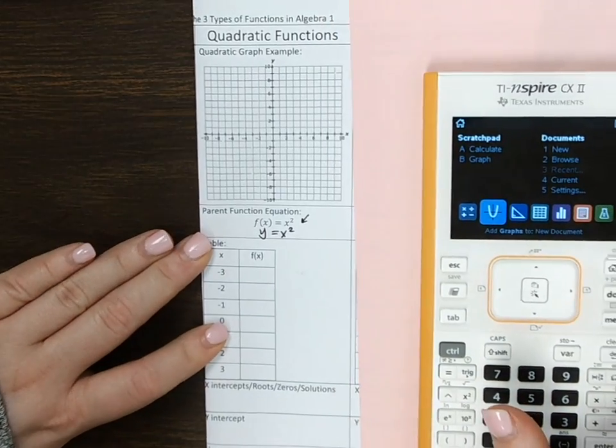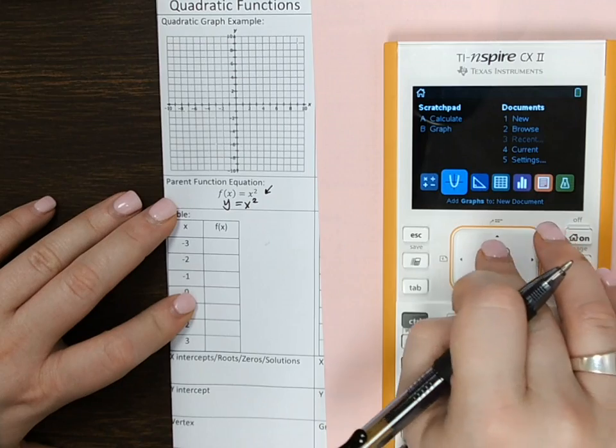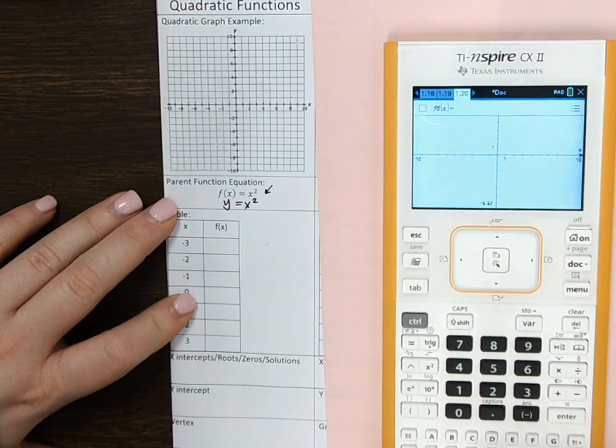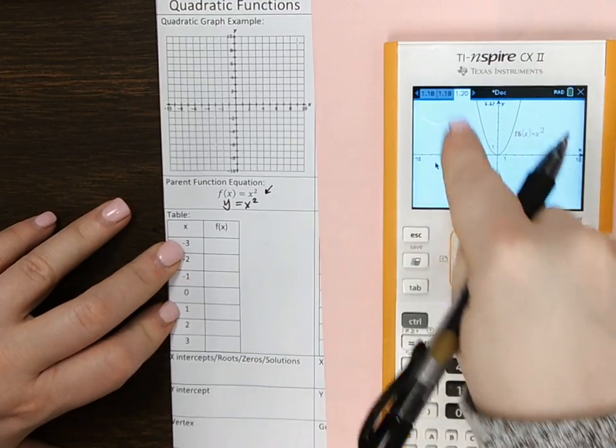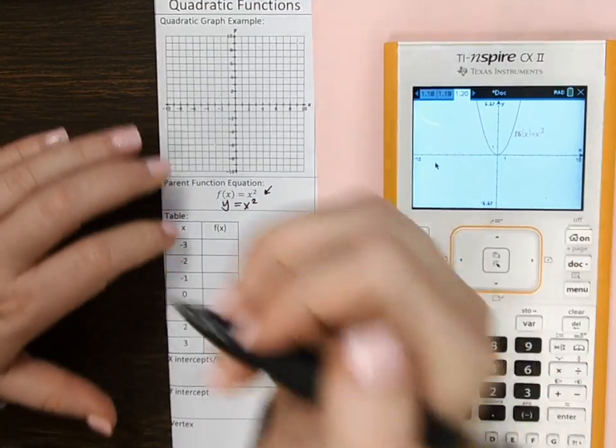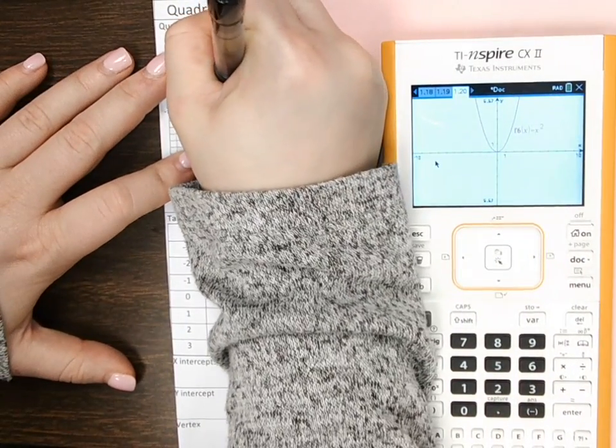The very first thing I'm going to do is go in, add a graph, type in x squared, and hit enter. You can see that parabola, that quadratic shape. So I'm just going to sketch that on my graph.